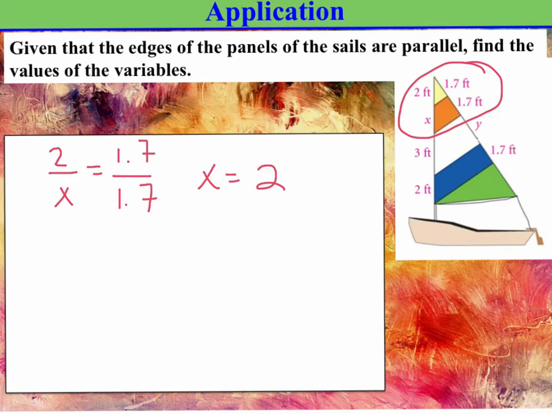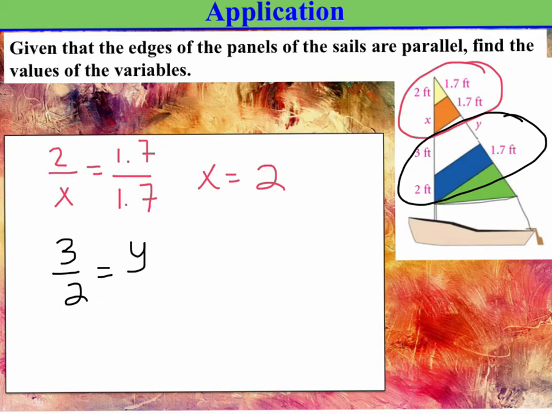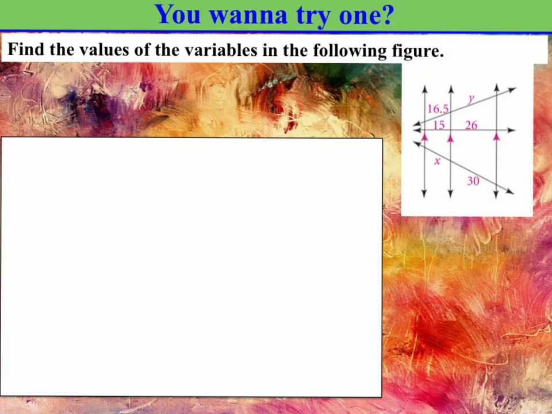And then for the black part, I'll do the y's. Same thing, 3 over 2 is equal to y all over 1.7. And if I use cross multiplication, I will get that y is equal to 2.55. So I just used the side splitter theorem and applied it to the sides of a sail to figure out the lengths.